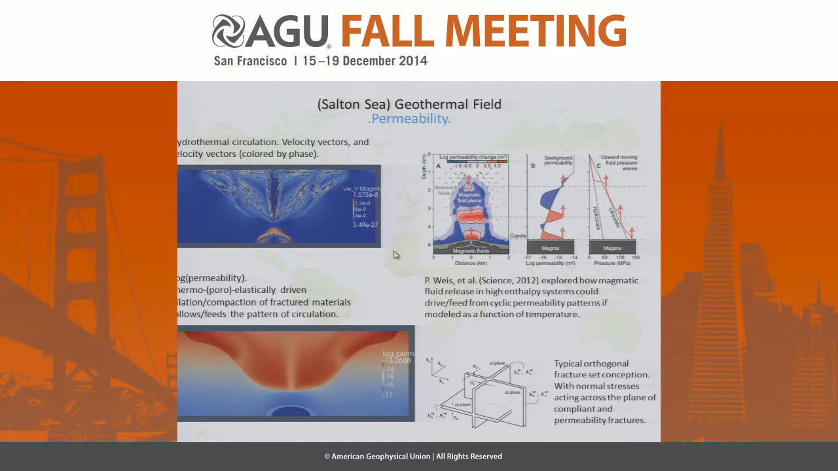Then, looking at permeability again in a different way, you have this paper by Philip Weiss and Thomas, looking at how permeability can create these very interesting wave-like structures with the release of magmatic fluids, when you have again these really high enthalpy magmatic systems that are driving your behavior.